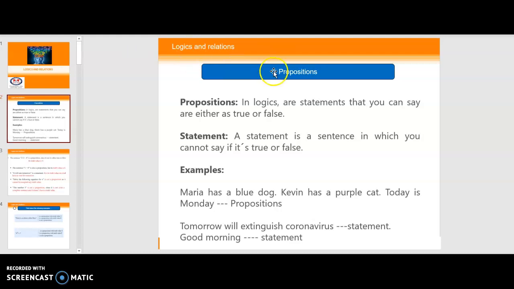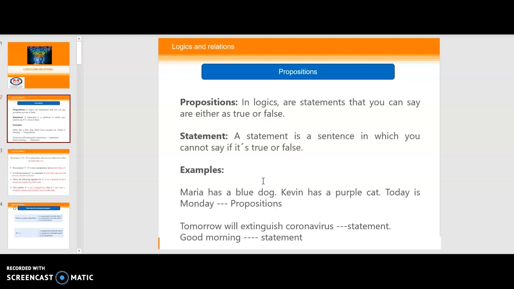What are propositions? In logics, they are statements that you can say are either true or false. Something that you can say is true or false. And a statement is a sentence in which you cannot say if it's true or false. We have some examples. The first example says, Maria has a blue dog. Kevin has a purple cat. Both of them we can say if they are true or false.